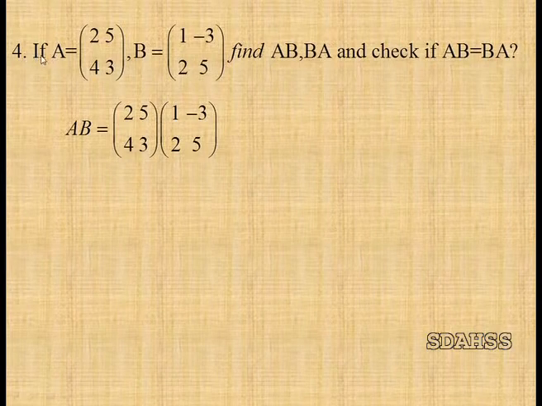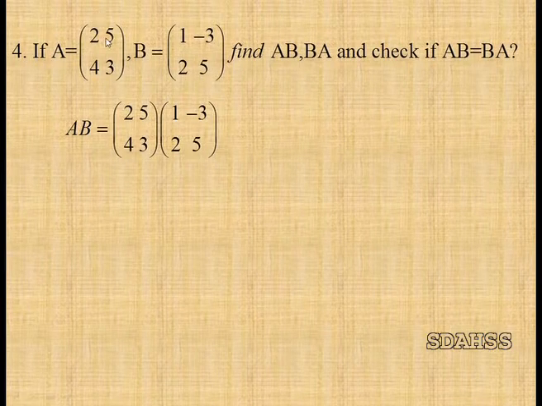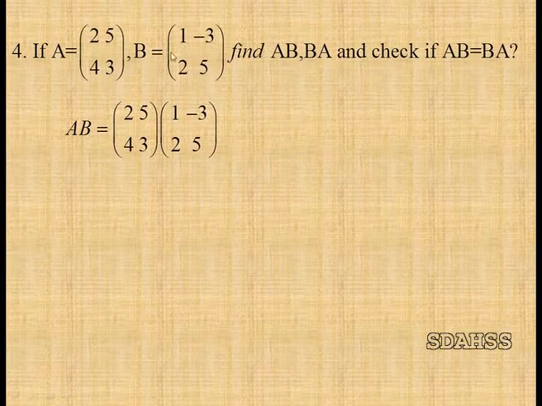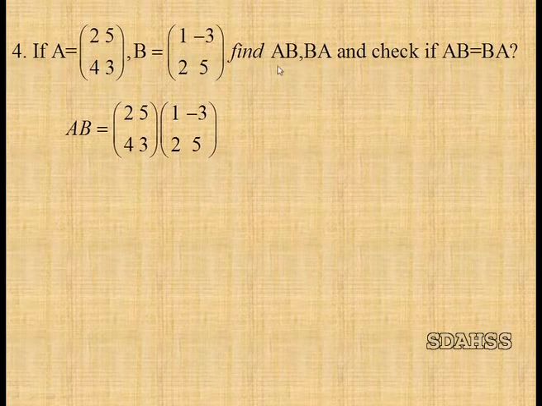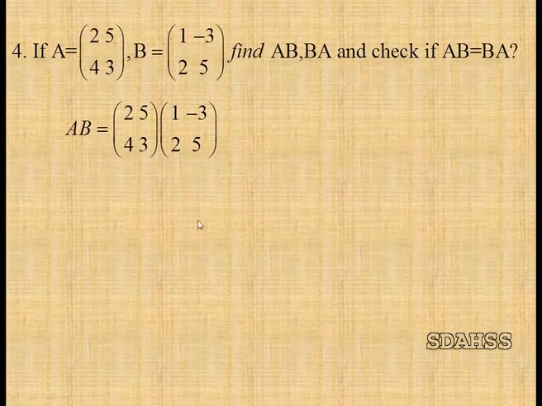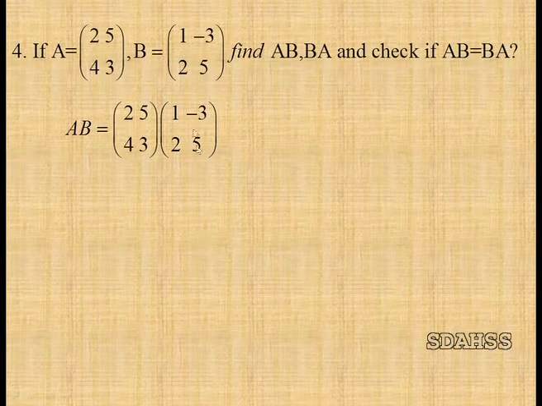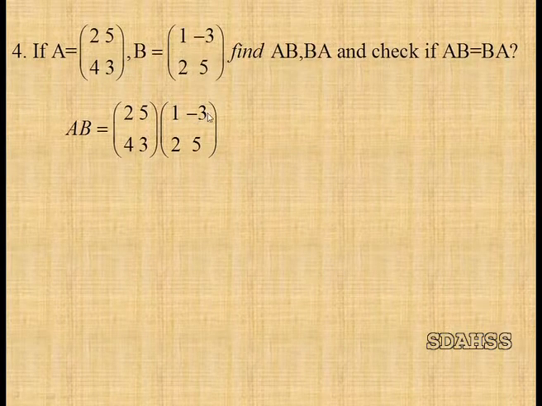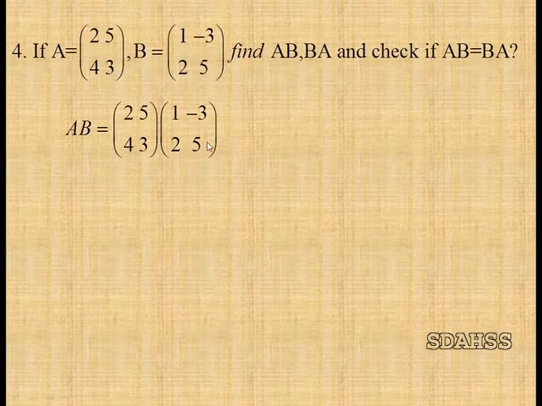Fourth sum. If A is equal to the matrix 2, 5, 4, 3 and B is equal to the matrix 1, minus 3, 2, 5, find AB, BA and check if AB is equal to BA. Here you have to multiply A and B. A matrix is 2, 5, 4, 3 and B matrix is 1, minus 3, 2, 5.